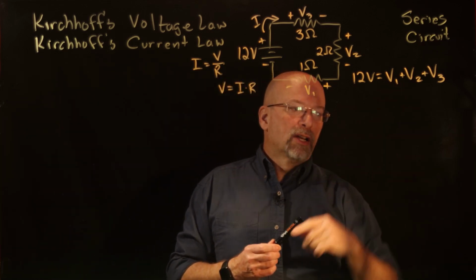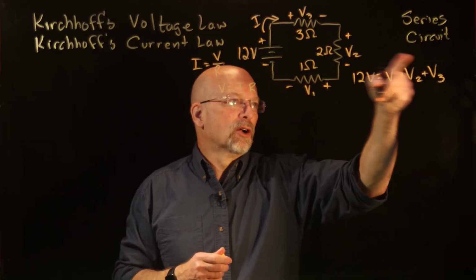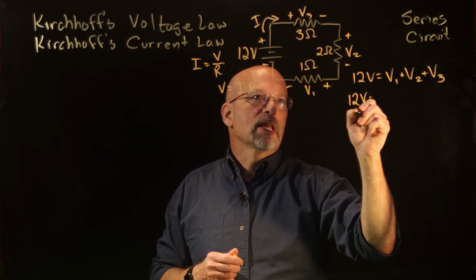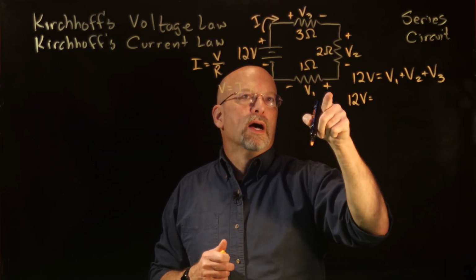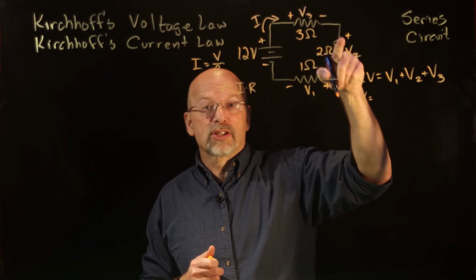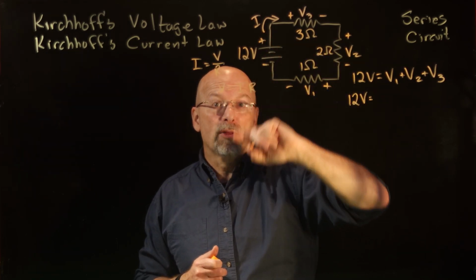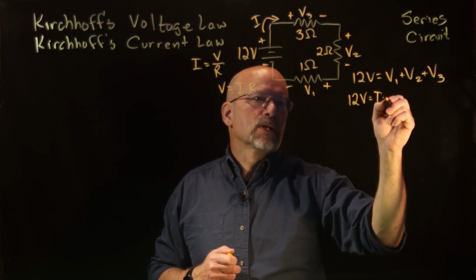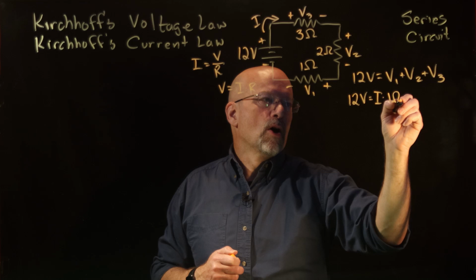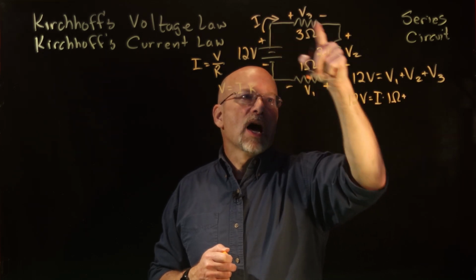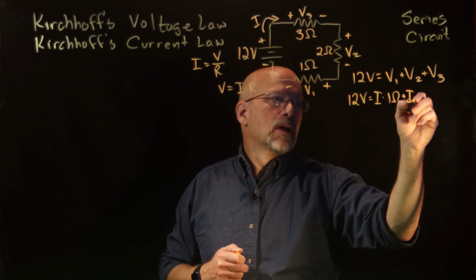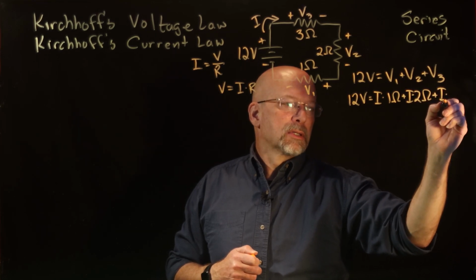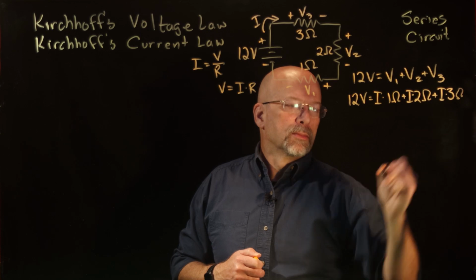So what does that look like when we come over to our circuit here, our expression over here? Well, that says that 12 volts, V1, is equal to, remember, the same current is flowing through all three of those resistors. So V1 is equal to I times 1 ohm plus I times 2 ohms plus I times 3 ohms. All right.